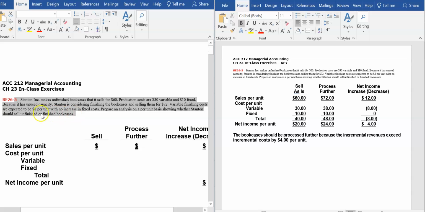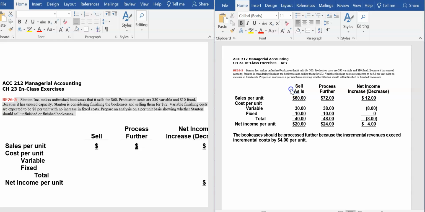The variable finishing costs in order to further process are expected to be $8 per unit and no increase in fixed cost. We are going to prepare an analysis on a per unit basis showing whether it's financially worthwhile for Stanton to sell the unfinished or finished bookcases. Okay. So ultimately, this decision is going to be based on which is more profitable for the company. Whichever method produces more of a profit is going to be the method the company would choose.